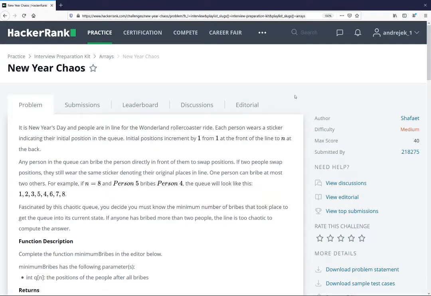All right, so here we have an exercise that's sort of similar to the minimum swaps exercise, but it's different. Here, people start out lined up 1 through 8, or 1 through n, and you can bribe someone to take their spot. So it's sort of like the swaps, but there are some additional rules here.